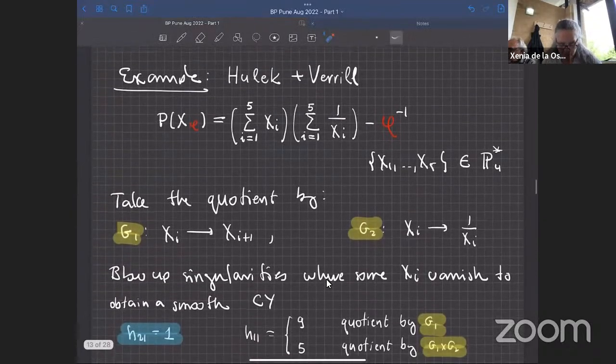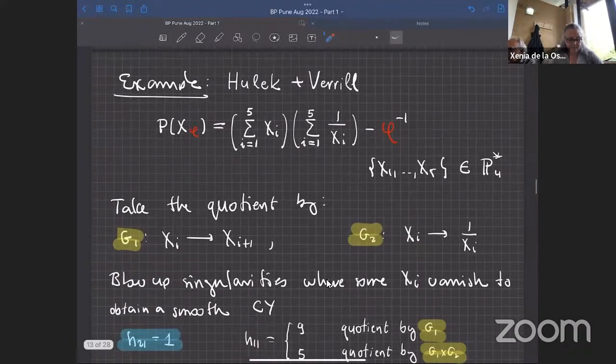So this example is not so easy to describe, so I will describe it only partially. It can be described by a polynomial in P4 where none of these x's vanish. None of the homogeneous coordinates in P4 vanish. And it's given by this equation. So we have this linear term, and then we have 1 over x, and then our parameter phi. The more general Hulek-Verrill manifold has parameters here.